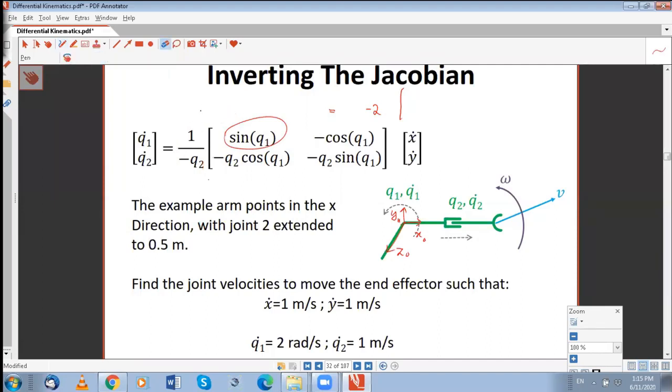ये होगा sin of Q1. Q1 is 0, so sin is 0. Minus cos of Q1, Q1 is 0, so minus cos is -1. And minus Q2 cos of Q2: cos of 0 is 1, and minus Q2 का ये 0 आएगा.